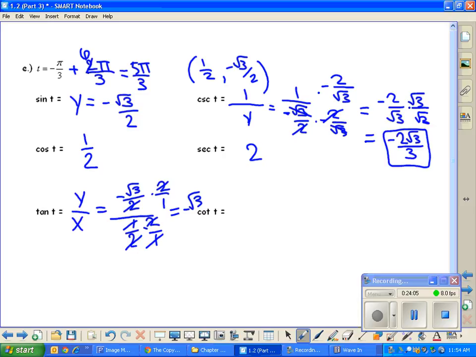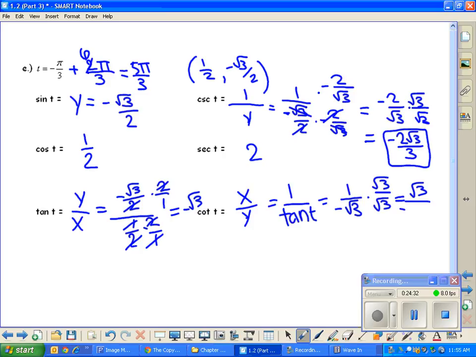So cotangent, we could do x over y and write this all out, or we could do 1 over tangent. What would you prefer? Me too. I would prefer 1 over tangent also. So that's just 1 over -√3. Clean that up a bit. Multiply top and bottom by √3. Square root of 3. And we have -3. So our final answer for cotangent is square root of 3 over -3.